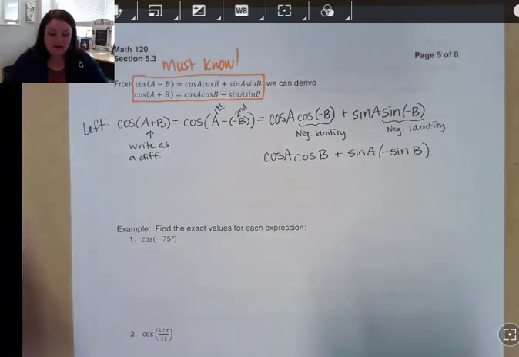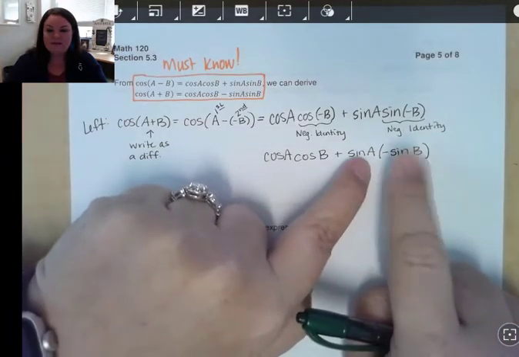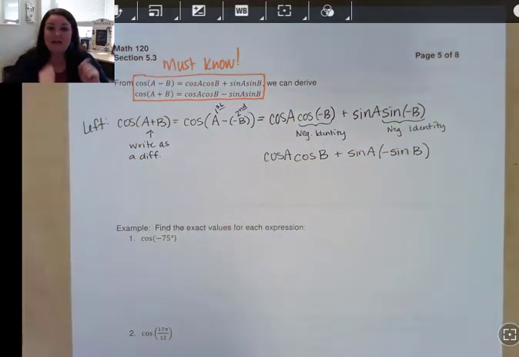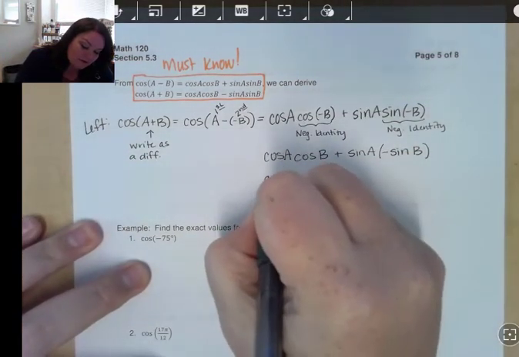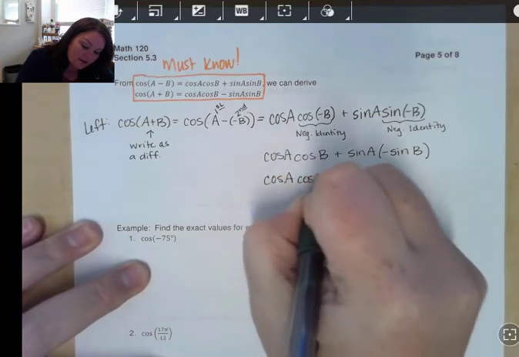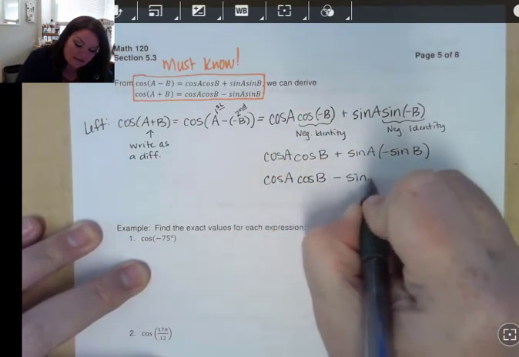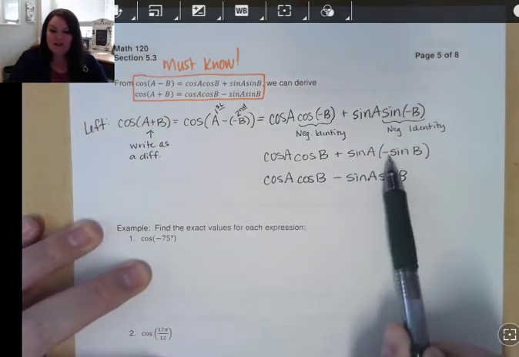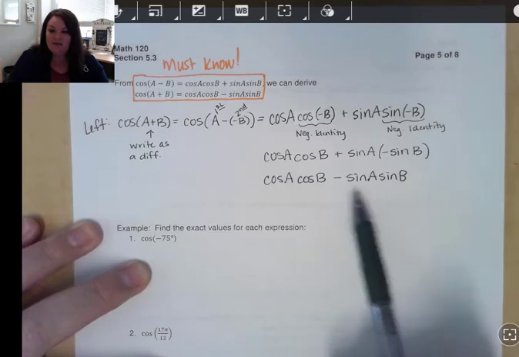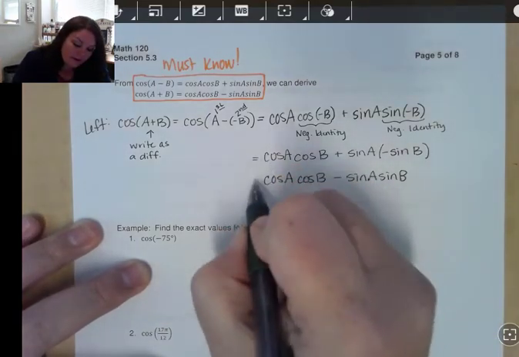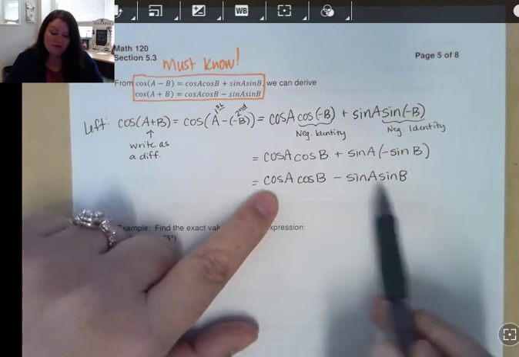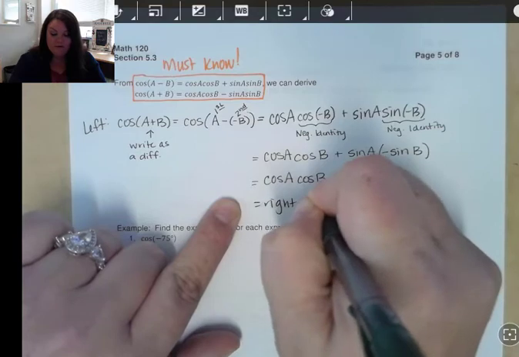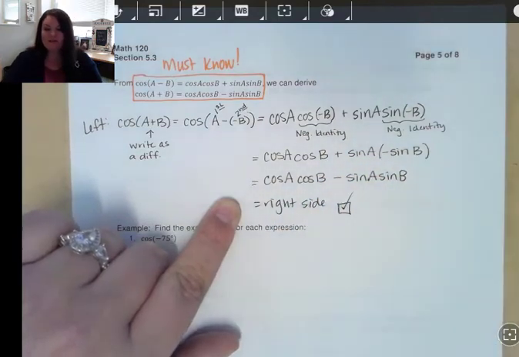Okay? So now you can see that on this term, I have a positive and a negative. So when I multiply those together, that's going to give me a negative product, right? So this gives me cosine A, cosine B, minus sine A, sine B. And you can see now that this is exactly what we were trying to prove. This is the right-hand side. So we have proved it.